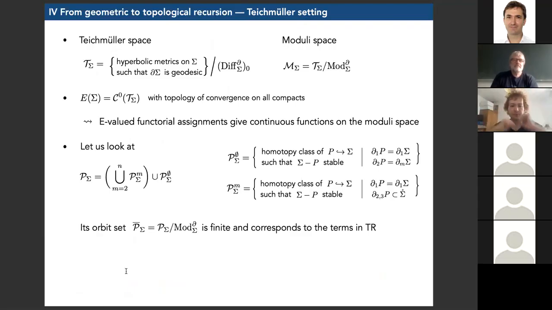So the Teichmüller space can be described in many ways. One way is to say the set of hyperbolic metrics on sigma, such that the boundary is geodesic, and you want that up to local change of coordinates. Because you just divided by the diffeomorphisms isotopic to the identity, you still have the action of this mapping class group, which is diffeomorphisms of the surface modulo the ones isotopic to the identity. And the quotient is something that we know, it's the moduli space of bordered surfaces.